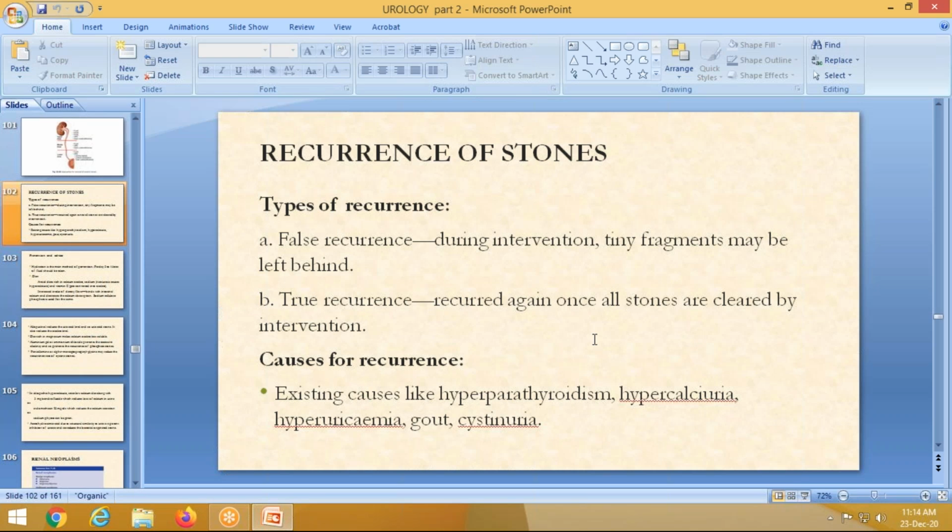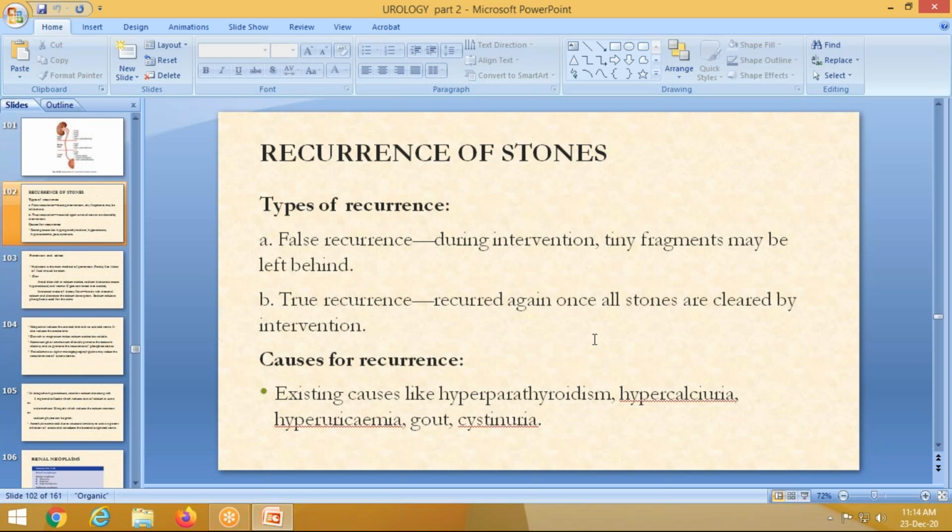False recurrence means some intervention has been done, but some small fragments are left over in the ureter itself or the bladder itself. That is called false recurrence. Even though you have removed some of the stones, some fragments may be left over. That is called false recurrence.